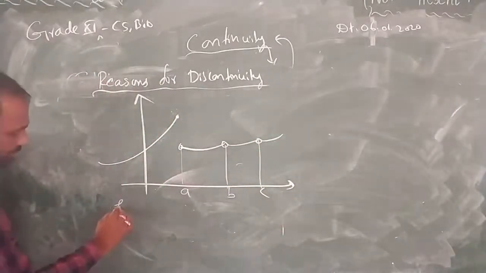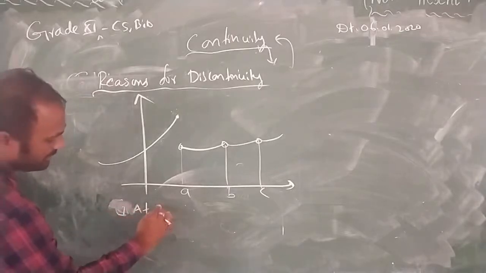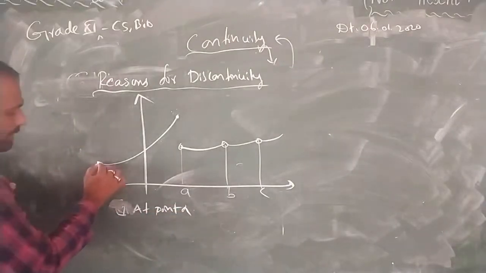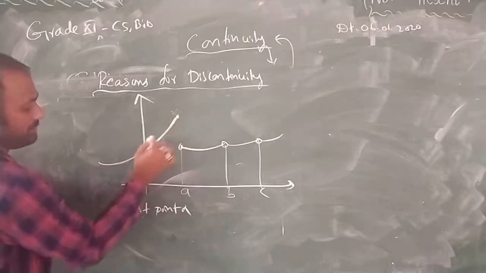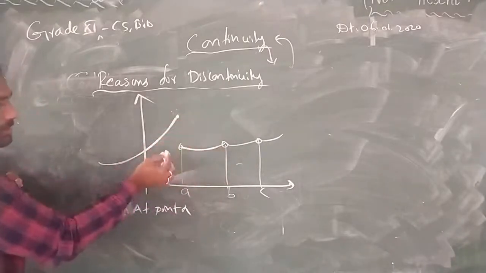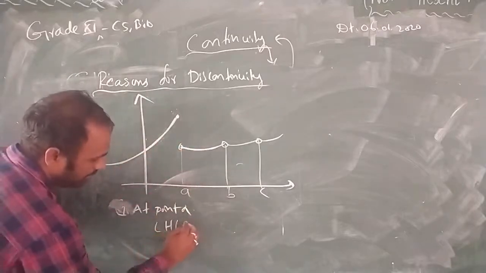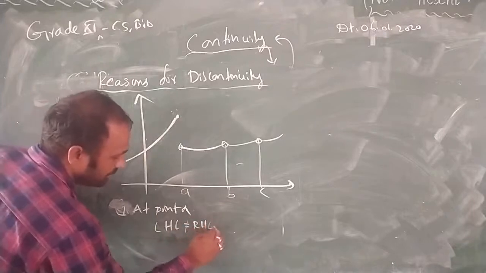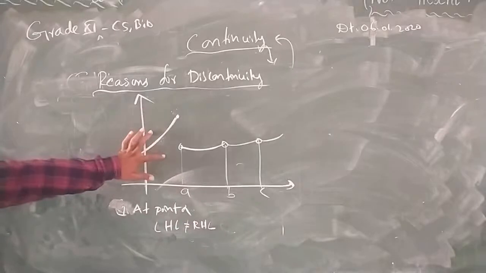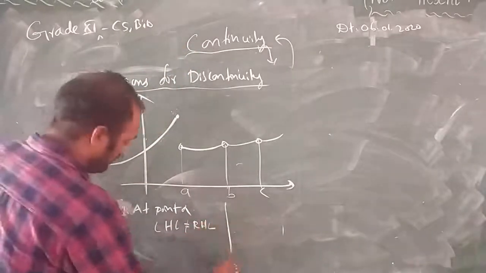Look here. The first point is at point A. We are checking at point A. If you look, your left hand limit is approaching this point, but the right hand limit is not approaching at all. So your left hand limit is not equal to right hand limit. Since the left hand limit is not equal to the right hand limit, the limit does not exist, and the function will be discontinuous. So this is about point A.